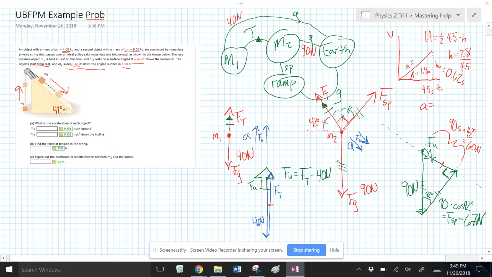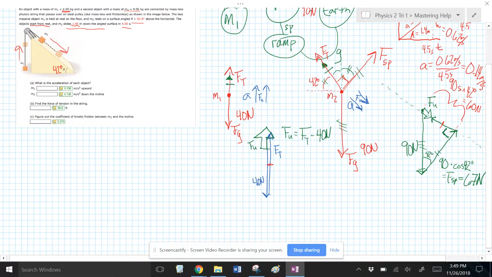So I can find the acceleration. That's the change in velocity. This is meters per second. Help if I would have started out with units in there. Divided by 4.5 seconds. Not a very big acceleration. That's 0.14 meters per second squared. Okay, so I've got the acceleration for this object. It's going to be the acceleration for the other object as well.